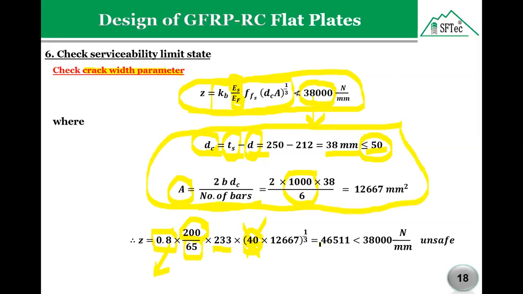By substituting the previously explained and calculated terms, the value of Z equals 46,511. And actually this value is greater than 38,000 Newton per millimeter. So this one is unsafe. We need to make it safe in order to have a safe design. Without the serviceability limit state checks, your design is nothing.